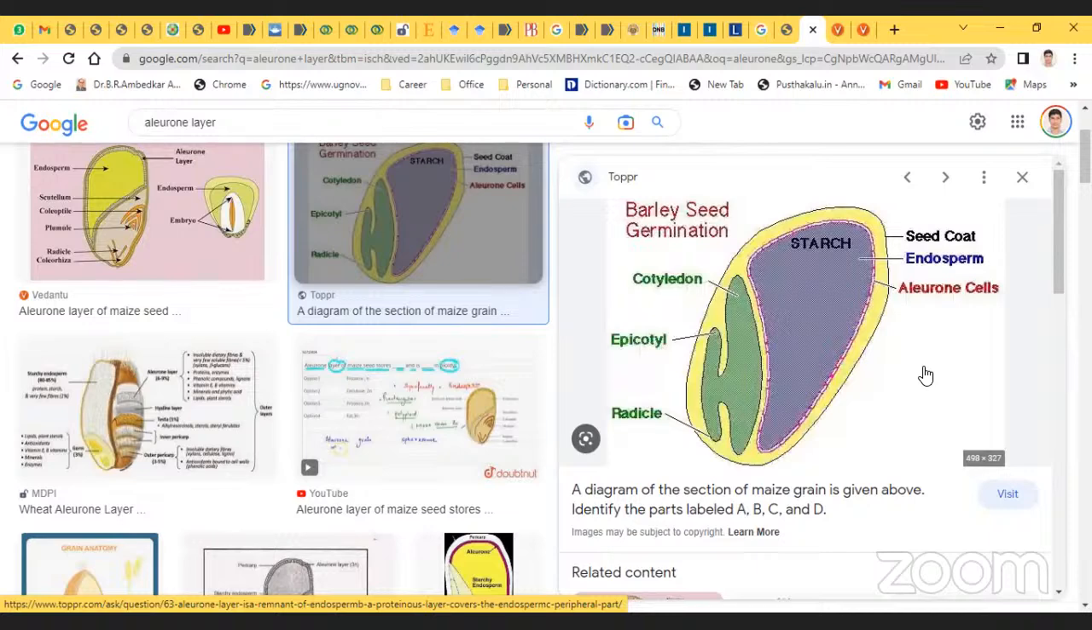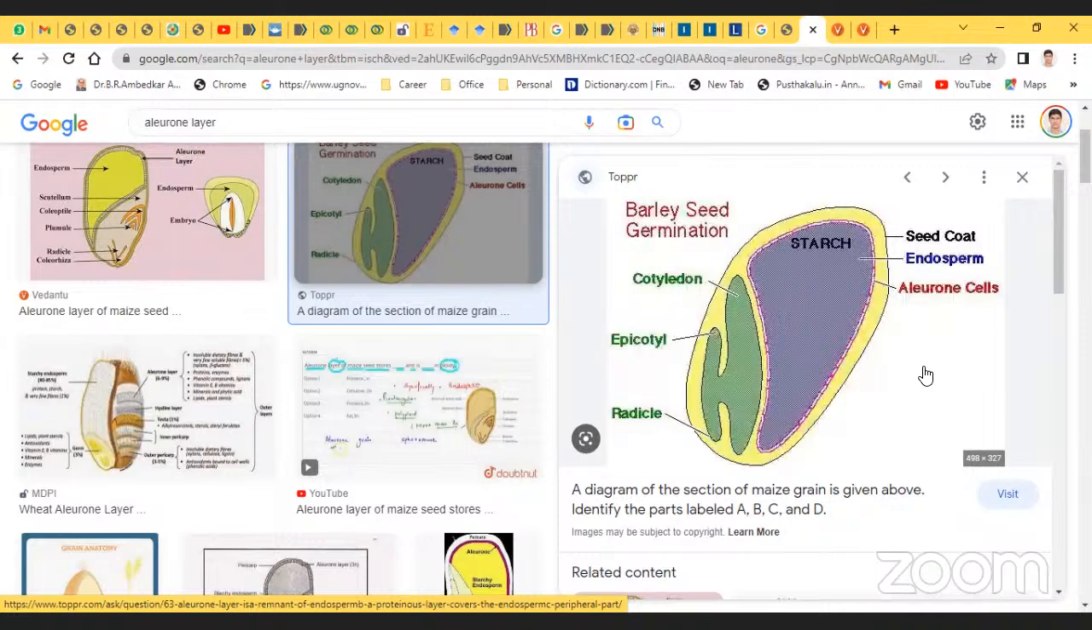What do we call it? Embryo development. The development of embryo from the zygote is called embryogenesis. Embryogenesis. What is embryogenesis? Development of embryo from the zygote. Yes, the development of embryo from the zygote is called embryogenesis.